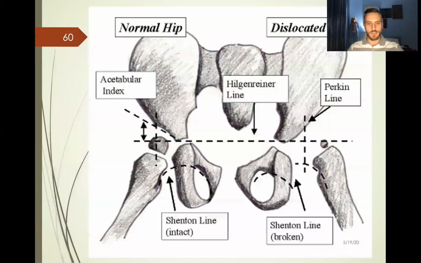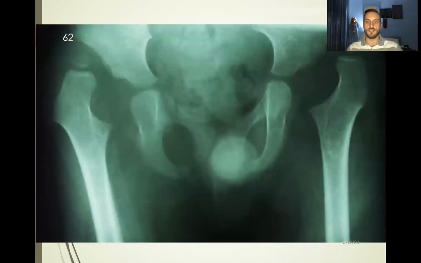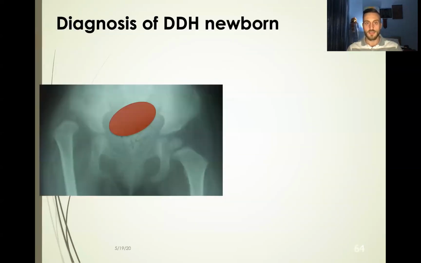Okay, now it's going to be drawn again. Acetabular index less than 28 at 3 to 4 months. And as the child gets older, the angle goes down, so we don't accept 28 at 1 year, for example. Shenton's line has to be not disrupted, and then the ossification center. A lot of cases of DDH.